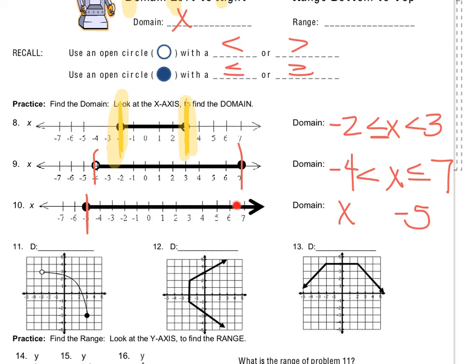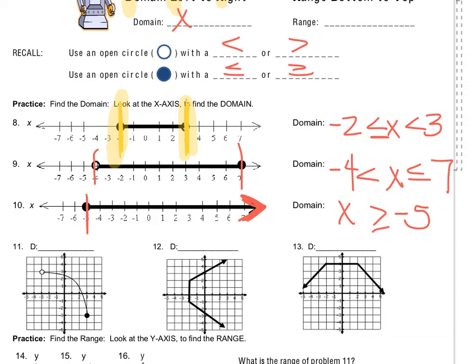So which direction is this going? Well, this is really easy. Look at the direction your arrow is pointing. This tells you right here that your sign is a greater than. And because this dot is closed in, it's going to be greater than or equal to. So those are my domains based on those number lines.